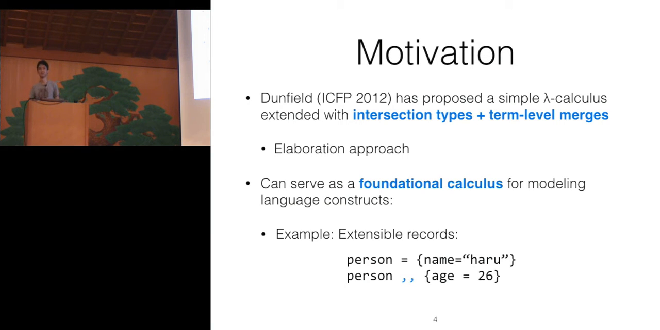So here's the motivation. Dunfield in 2012 proposed a very simple lambda calculus extended with intersection types and term level merges, and elaborated that into a simple lambda calculus with only products and pairs. It can serve as a foundational calculus for a number of language features, including overloading and extensible records. In this example, we define a person record and extend it with the merge operator, denoted as the double comma. Later we can access the term using the age label.